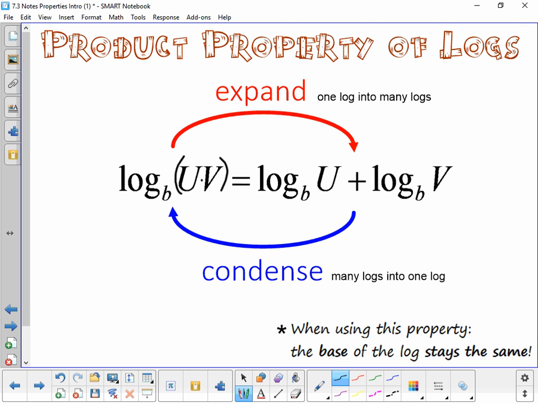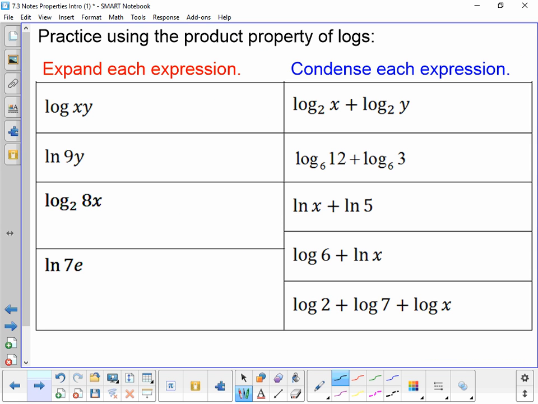So what we can do with this rule is we can do expansions. If we have a log, we can expand it into a sum of two logs, or sometimes if we have two logs being added together, we condense it into one log. And again, whatever base you're in, the base stays the same. So we're going to first practice expanding the log of x times y. So we have a product, x times y, inside of our log. That would be exactly the same as the log of x plus the log of y.